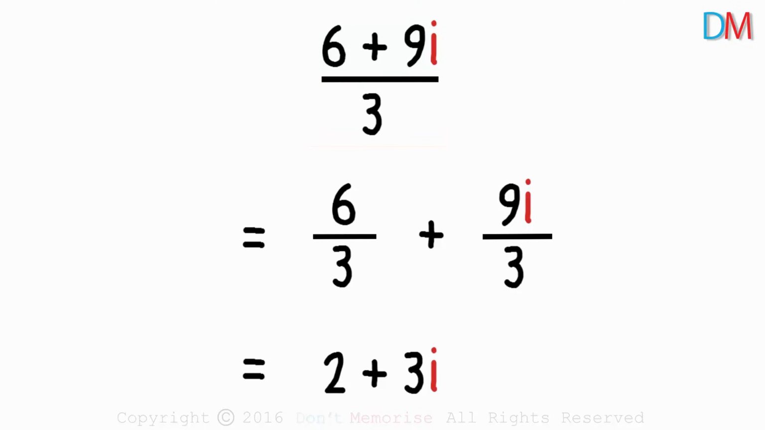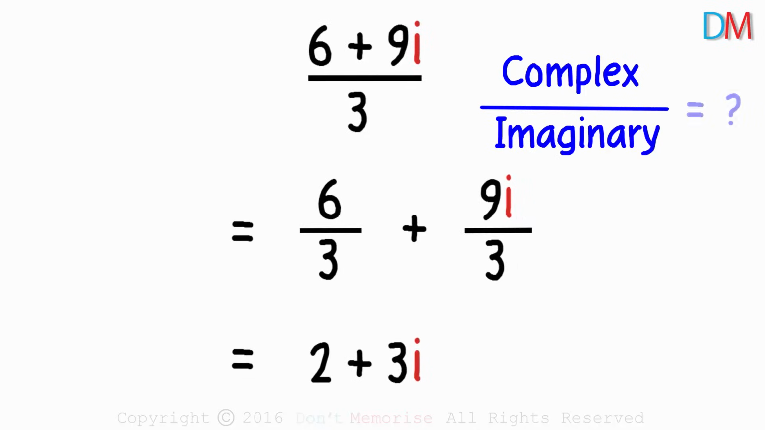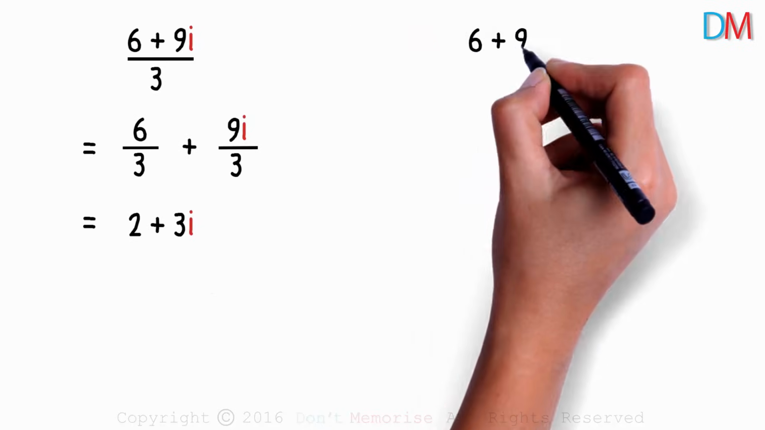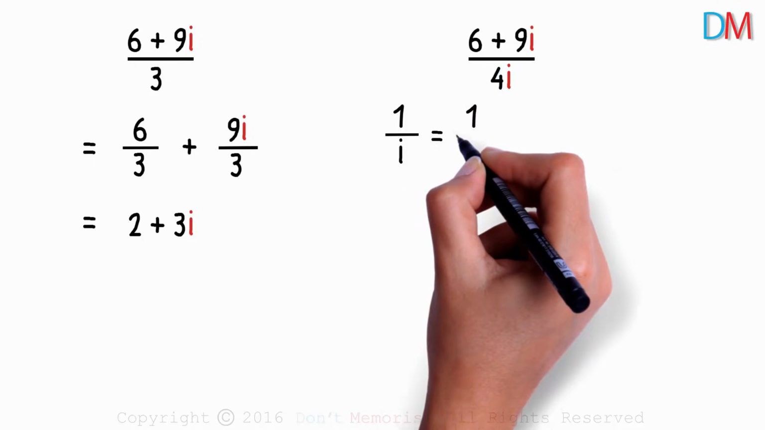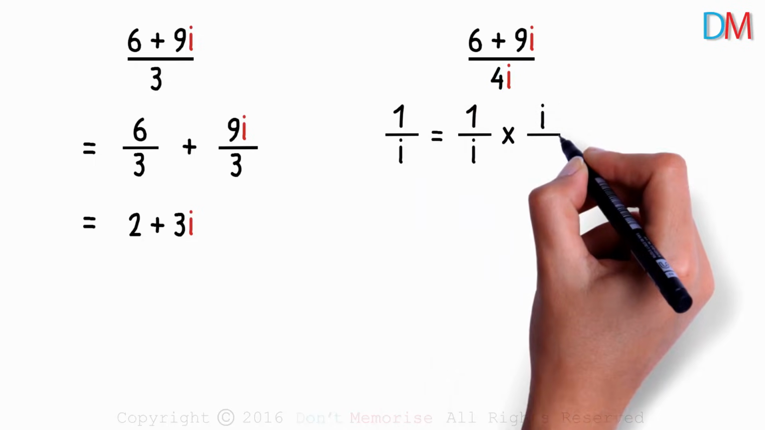How about dividing a complex number by an imaginary number? Say 6 plus 9i over 4i. Before we solve this, let's understand what 1 over i means. Not very comfortable having i in the denominator. So how can we get rid of it? It's easy. We can multiply the numerator and the denominator by i.